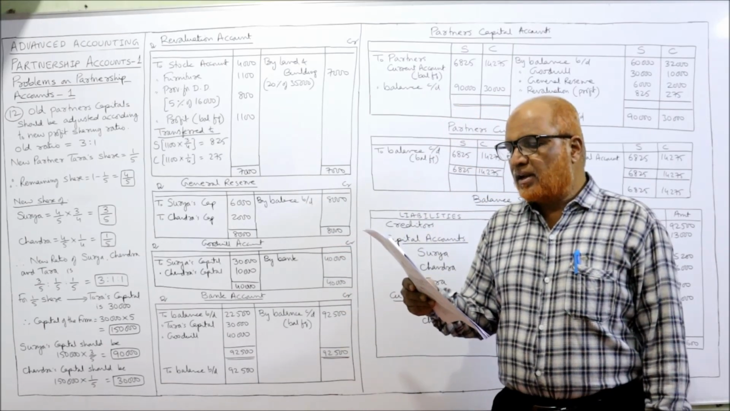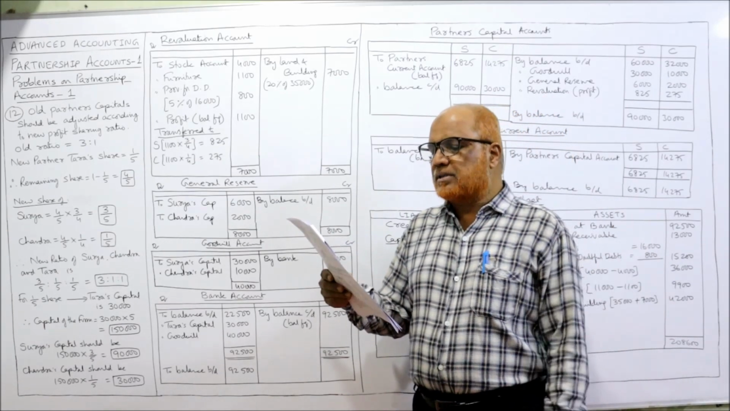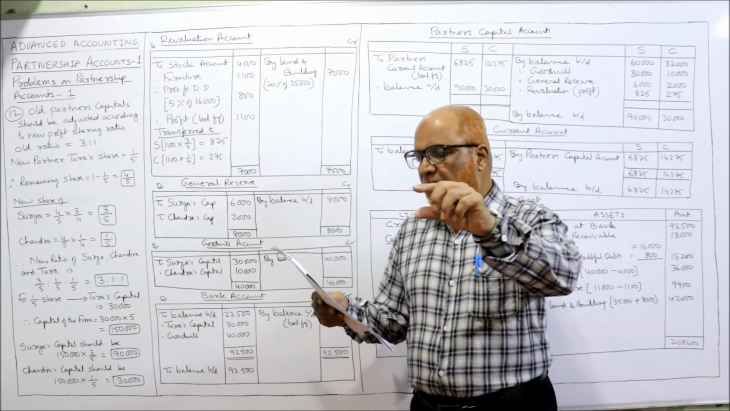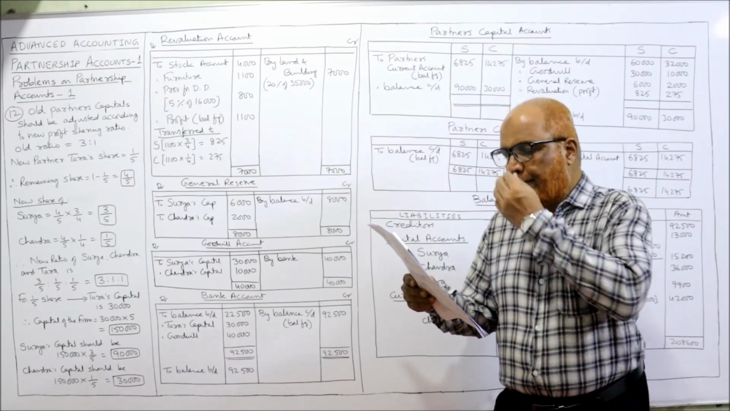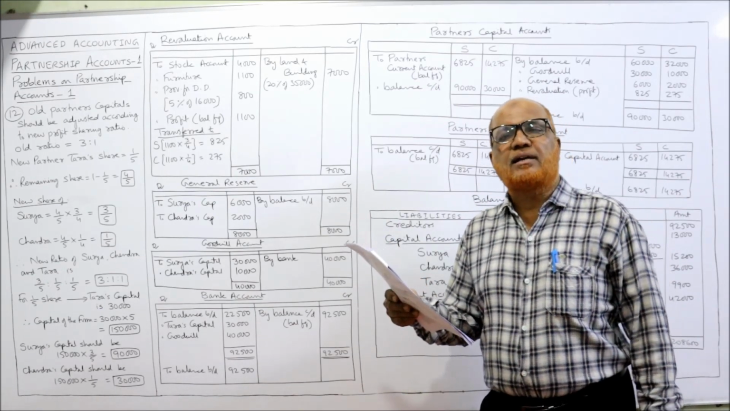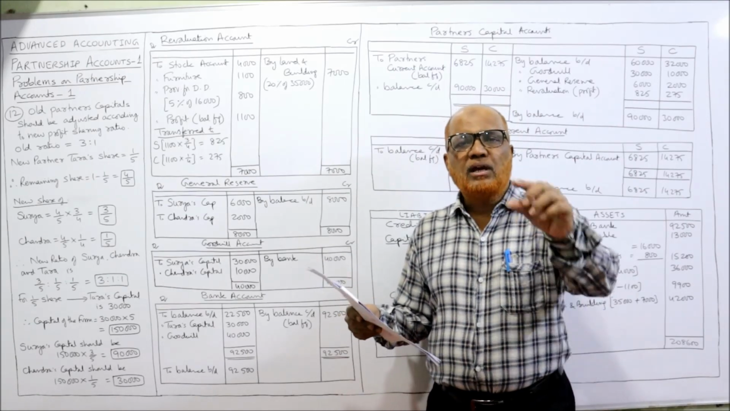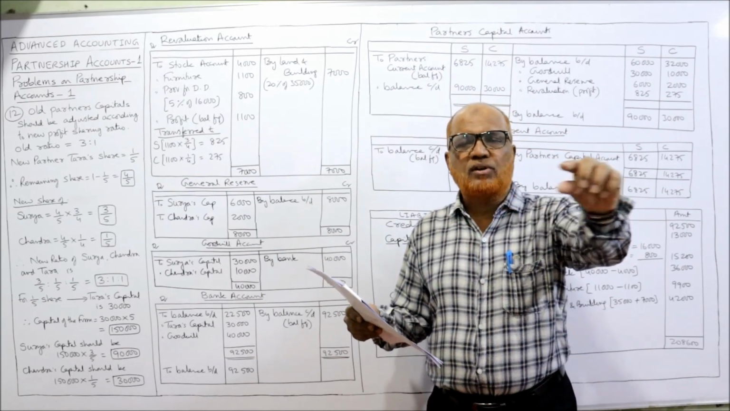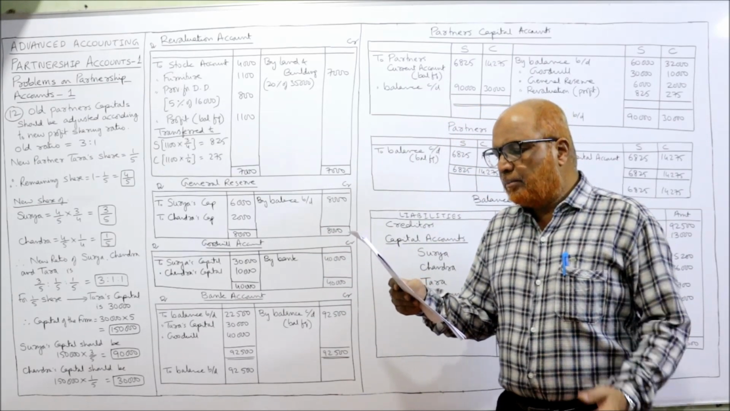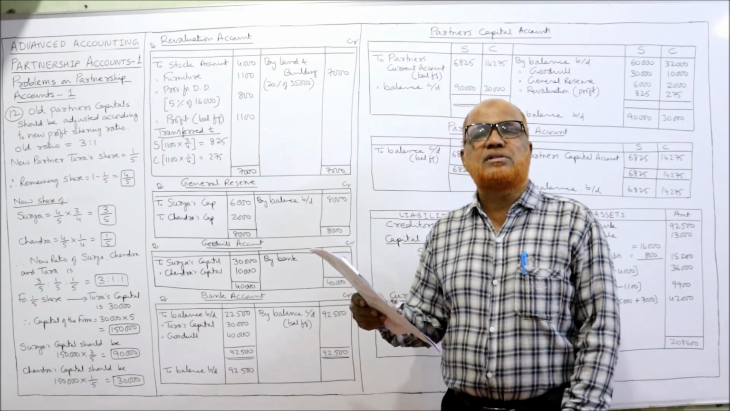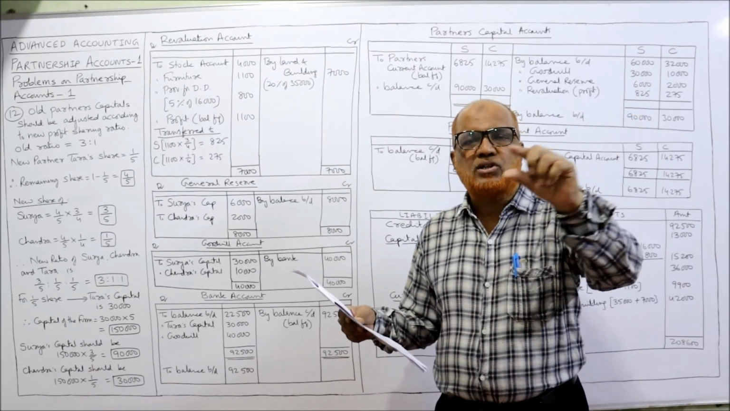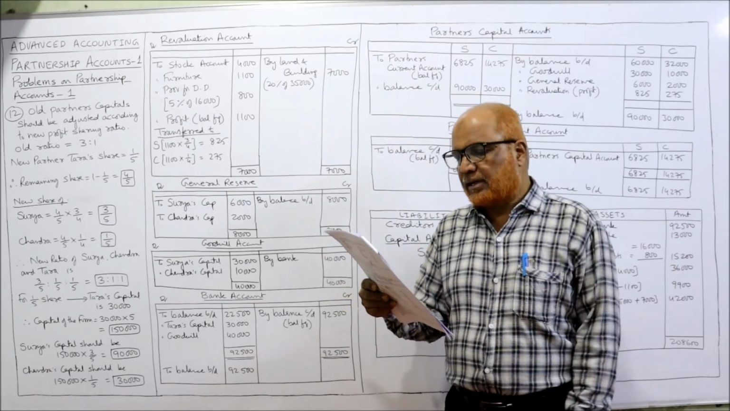The stock and furniture are reduced by 10%. So revaluation account debit, stock account and furniture account credited. Then 5% provision for doubtful debts to be created on debtors. So revaluation account debit, provision for doubtful debts credit. Value of land and building to be increased by 20%, appreciated. So land and building account debit, revaluation account credit.